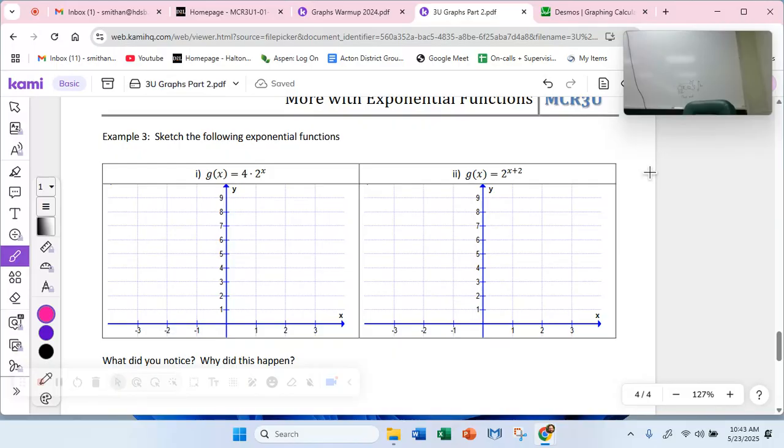Can you guys graph that one? What's the y-intercept? What's the rule? Sketch a few points. And then I wonder what will happen with this next one. I don't know. Who can say?